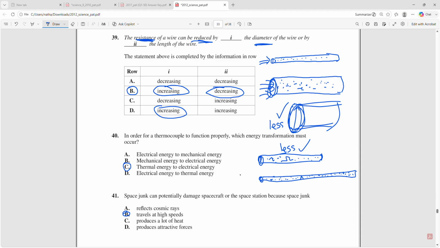Okay, so the worst situation would be to have a skinny wire going a long distance. That would be a high resistance. If I have a wire with a bigger diameter and it travels a shorter distance, this would be the lowest resistance.